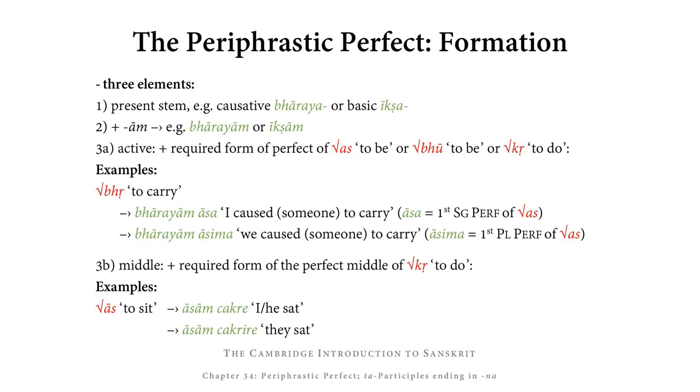So, for example, for a periphrastic perfect in the active of bhr, to carry, we get the causative stem bharaya, and from that we might then get bharayam asa, I caused someone to carry, where asa is the first singular perfect of as. Or we could get bharayam asima, which means we caused someone to carry, which involves asima, the first plural perfect of as. If, on the other hand, we want to form a middle periphrastic perfect, let's look at two examples involving the root as, meaning to sit. From as, we get the form asam, and that we then combine with the required form of the perfect middle of kr. So, for example, we might get asam chakri, I sat, with the first singular perfect middle chakri, or asam chakri re, they sat, with the third plural perfect middle of kr, namely chakri re.